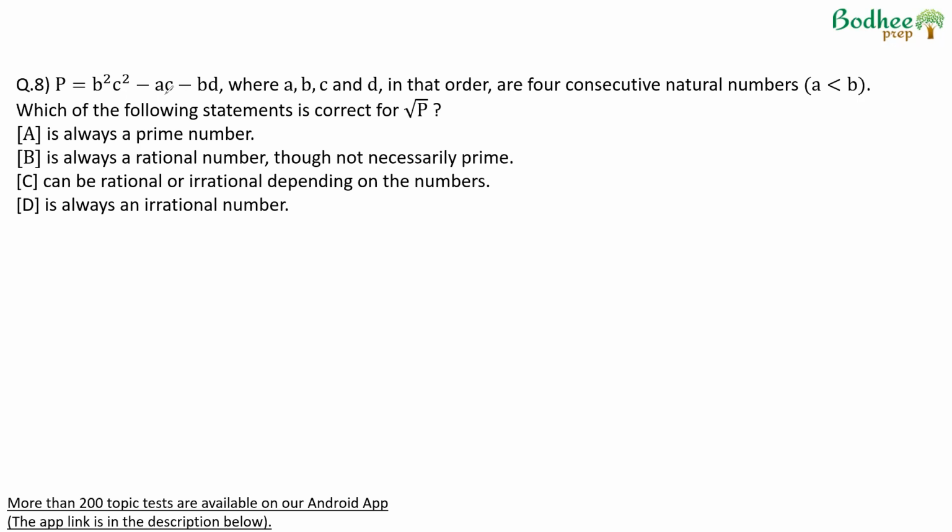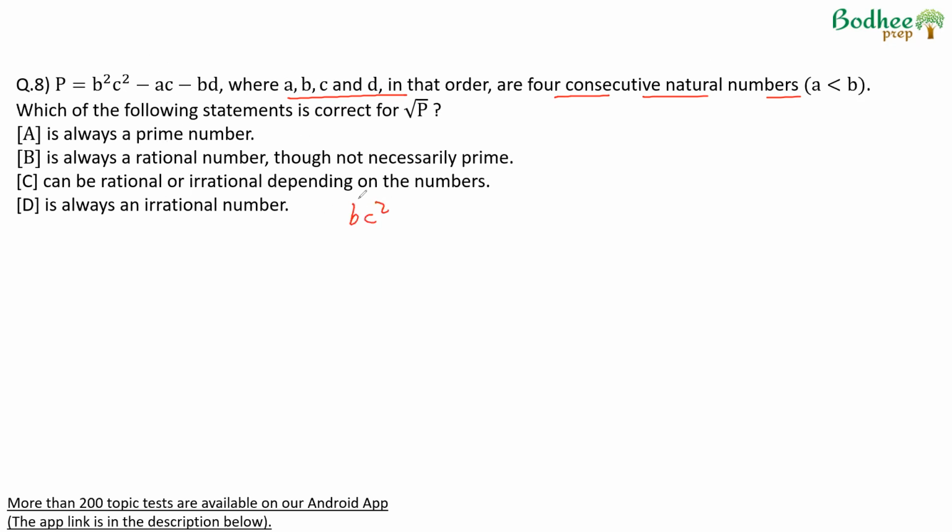P is equal to B square plus C square minus AB minus BD, where A, B, C, D are, in that order, 4 consecutive natural numbers and A is less than B. So A is less than B, less than C, less than D, consecutive. So difference of 1. A plus 1 is B, B plus 1 is C, C plus 1 is D. Which of the following statements is correct for root of P? What we can do is we can put the values of A, B, C, D as 1, 2, 3, 4, 2, 3, 4, 5, 3, 4, 5, 6 and check. We will get some pattern.